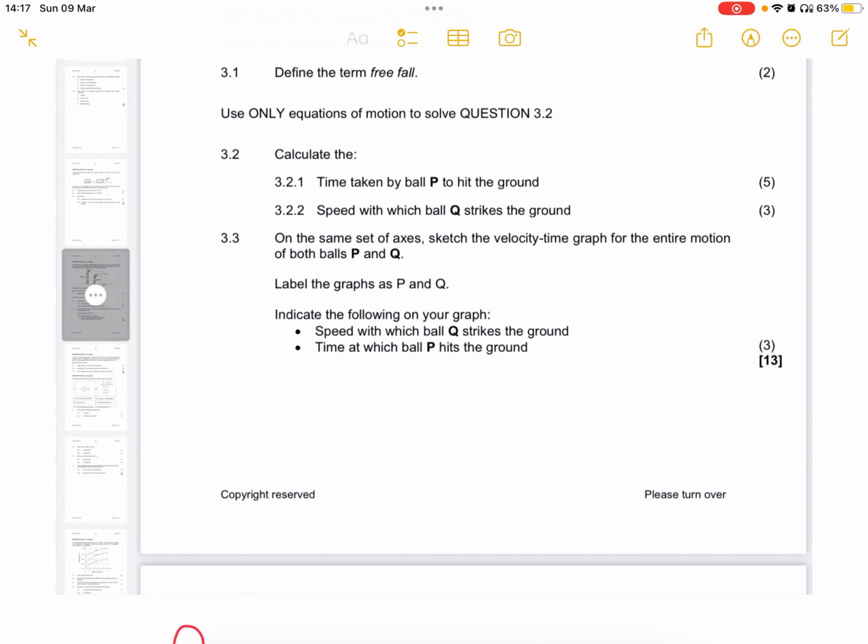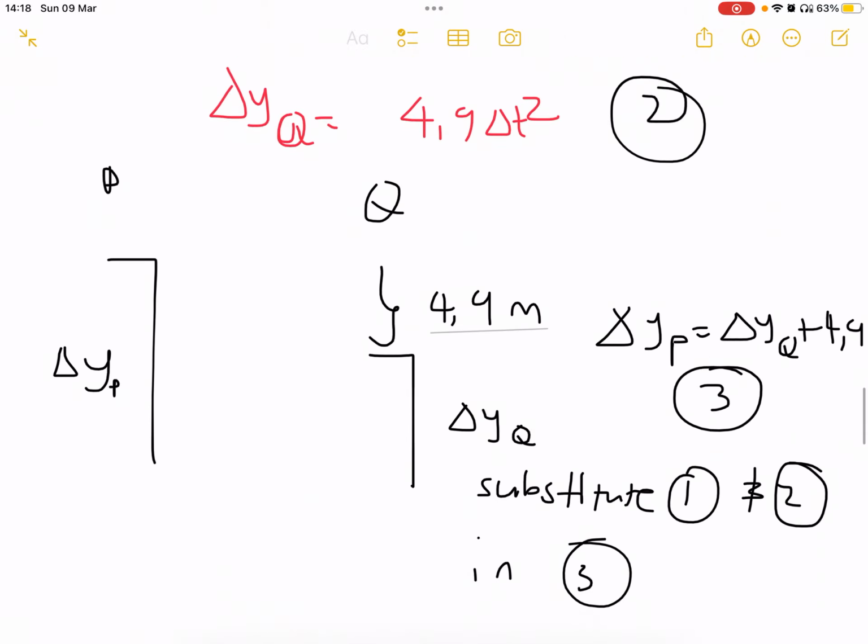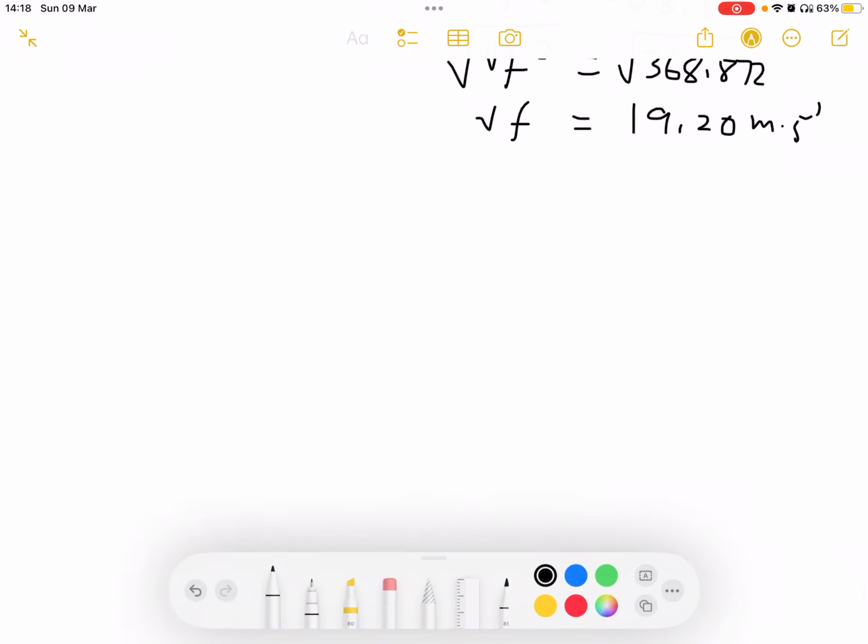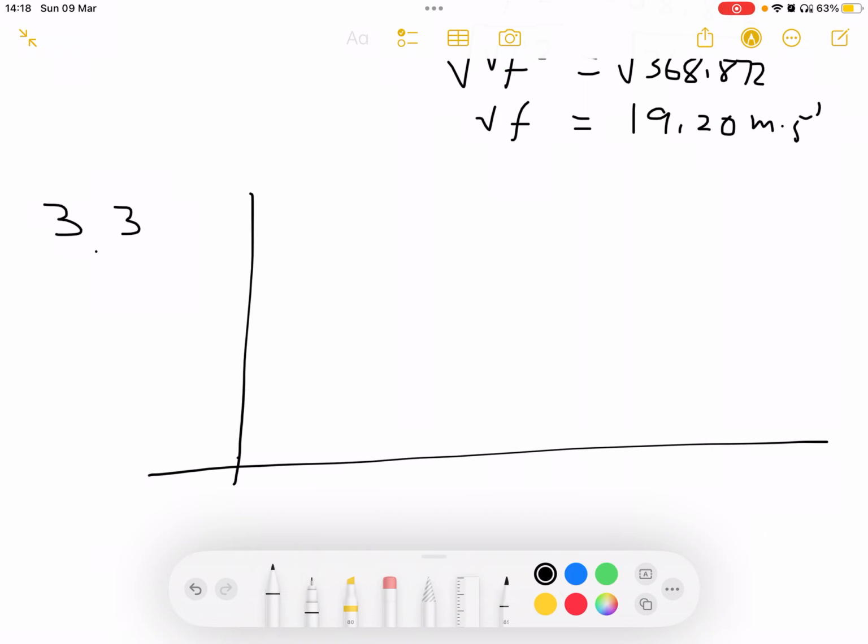It says on the same set of axes, sketch the velocity-time graph for the entire motion of ball P and Q. Label the graphs as P and Q and indicate the speed at which ball Q strikes the ground and the time at which ball P hits the ground. The one thing that is common in both of these, see 3.3, is the time. So we first have to label time in seconds, and then velocity in meters per second. They both have the time when they hit the ground, which is 1.96 seconds. We'll say it's right here.